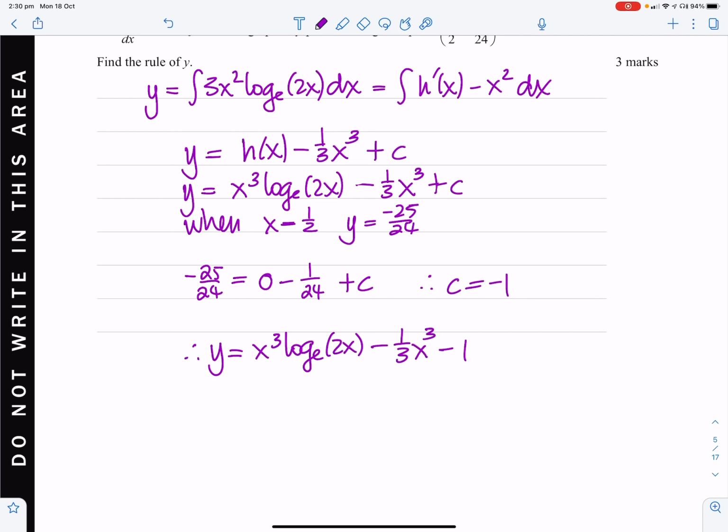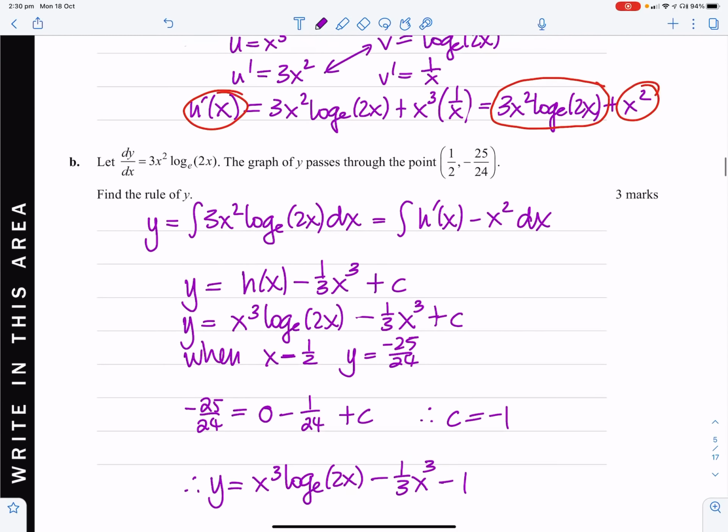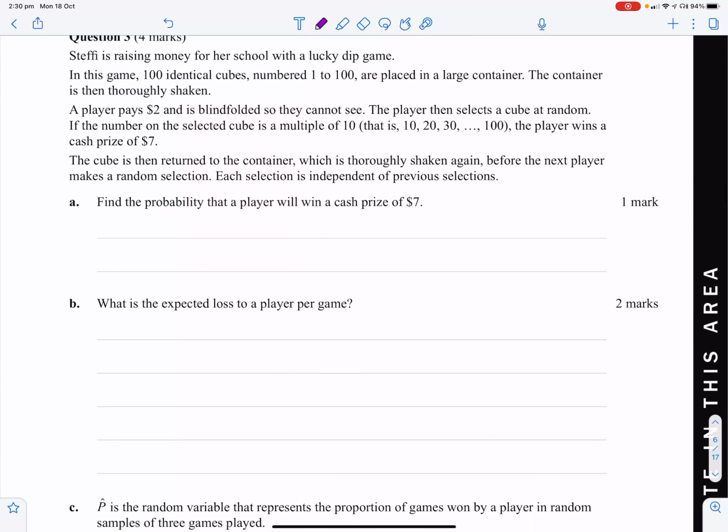Now hopefully I haven't stuffed anything up in this one or anything previous.